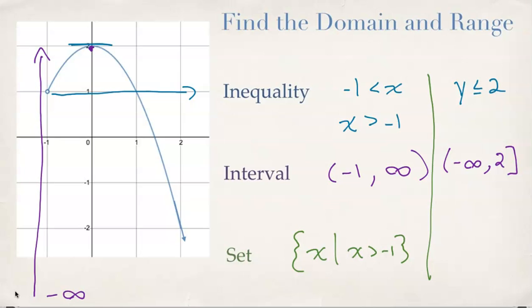Okay? And then the set notation for the range, remember that range is talking about y's. So we're going to say it's the set of all y's, all right, where y is less than or equal to 2.